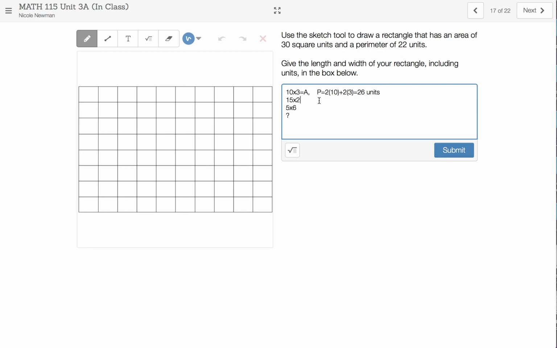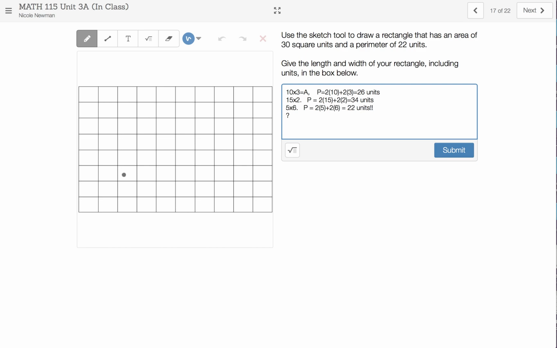15 by 2, if we check its perimeter, we're going to have 2 sets of 15 and 2 sets of 2. That'll give me 30 plus 4, which is 34 units for the perimeter. If we had a 5 by 6 rectangle, we'd have 2 sets of 5 plus 2 sets of 6. That would give us 10 plus 12, which is 22 units. And that is the one that we want.